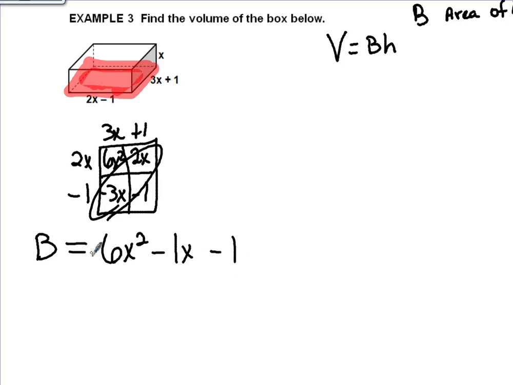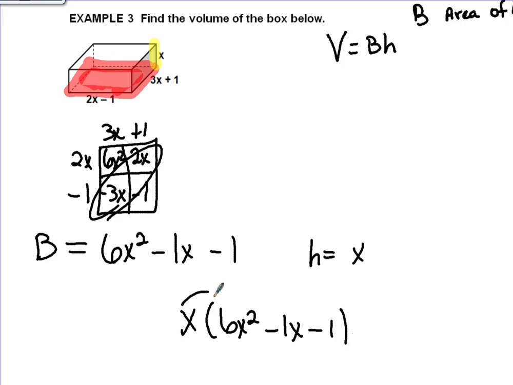H then. H is my height. So whenever I'm talking about H, we're talking about right here. That's how tall this thing is. Alright? So I'm going to do base times height. So here's my base. H equals x. So if I multiply those together, I've got x times 6x squared minus 1x minus 1.